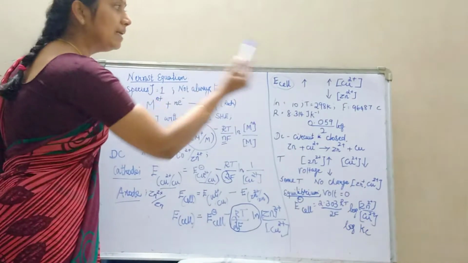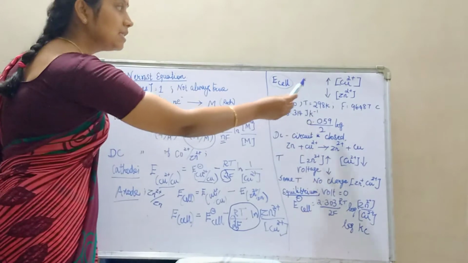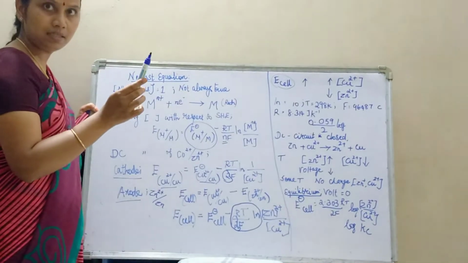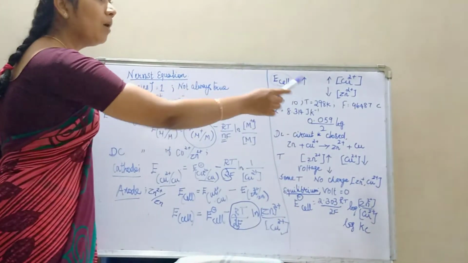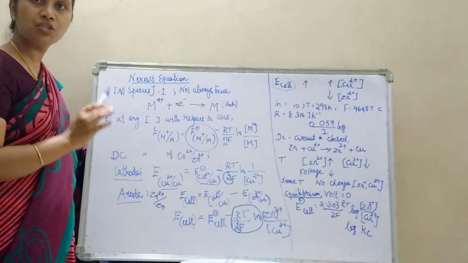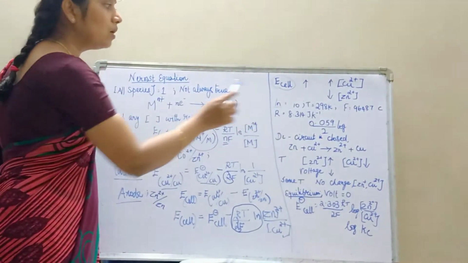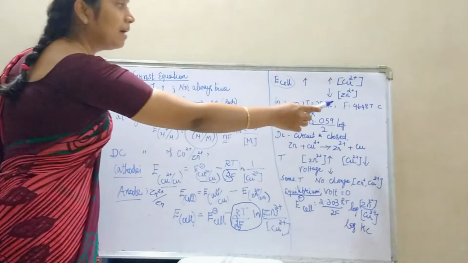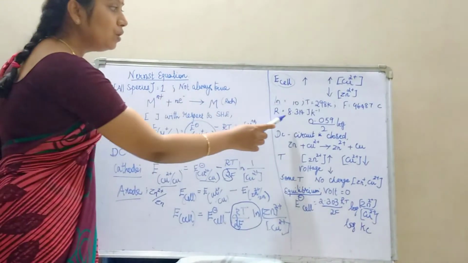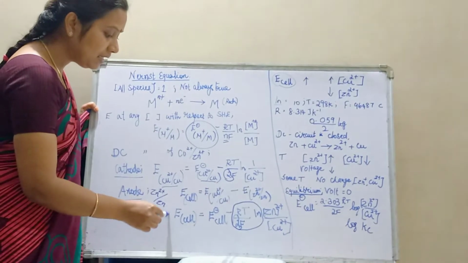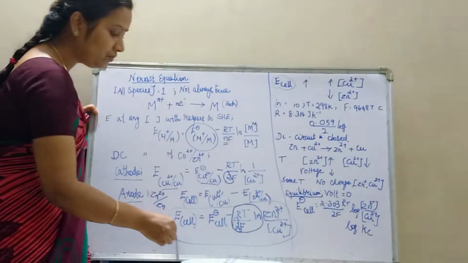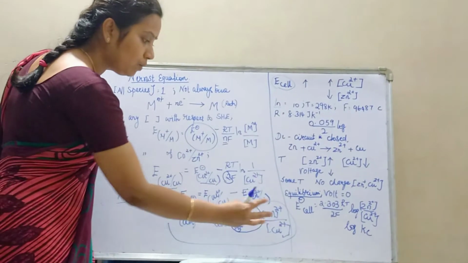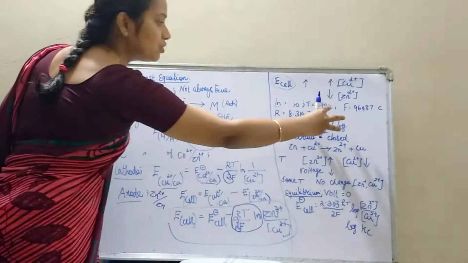The cell potential increases when the concentration of copper increases and the concentration of zinc decreases. So when cell potential increases, copper's concentration is increasing and zinc concentration is decreasing. I am going to convert the log to base 10. I am going to substitute the value of temperature as 298 Kelvin, and the values of Faraday's constant and the universal gas constant. I will get the same equation with only one difference: because I have substituted all these values, this term will be replaced by this term.